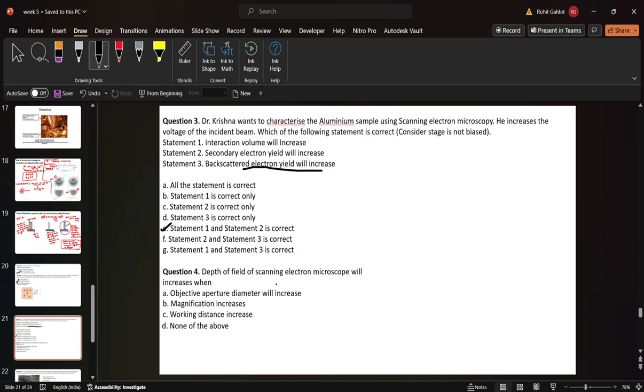Depth of field of scanning electron microscopy will increase when? So you know the relation between depth of field, working distance, aperture size and magnification, right? Depth of field was around 0.2 times your working distance divided by A and M. So working distance increases is the correct answer.